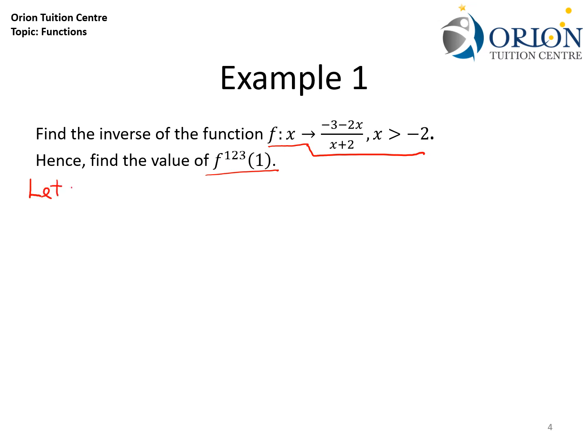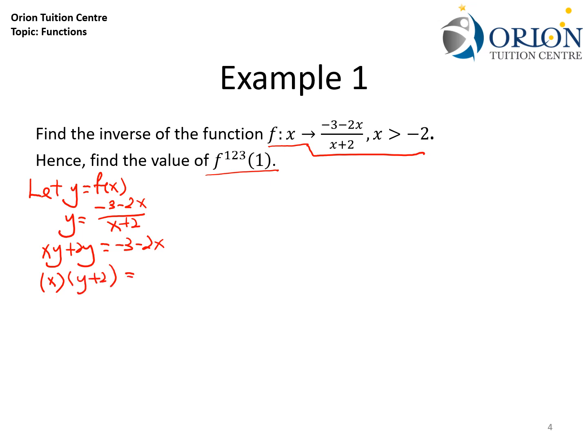We can let y equal f(x). So we get y equals minus 3 minus 2x divided by x plus 2. And xy plus 2y will be equal to minus 3 minus 2x. If we factorize out the x terms together, we'll get x multiplied by y plus 2 equals minus 3 minus 2y. And therefore, x equals minus 3 minus 2y over y plus 2. From here, we also need to find out the range of f such that we get the domain of f inverse. Let's draw the graph out.